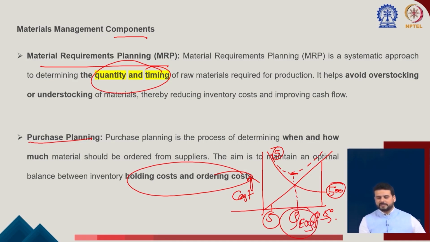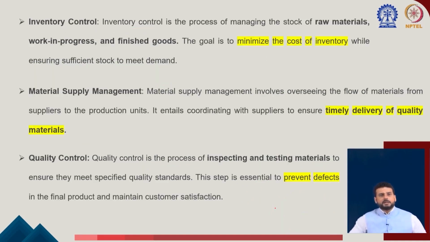This is how we are calculating the economic order quantity, where your holding cost and ordering cost are at equilibrium, right. So inventory control, again, we need to ensure through material management how we can minimize the cost, and 3 types of inventory we are keeping with us, right.